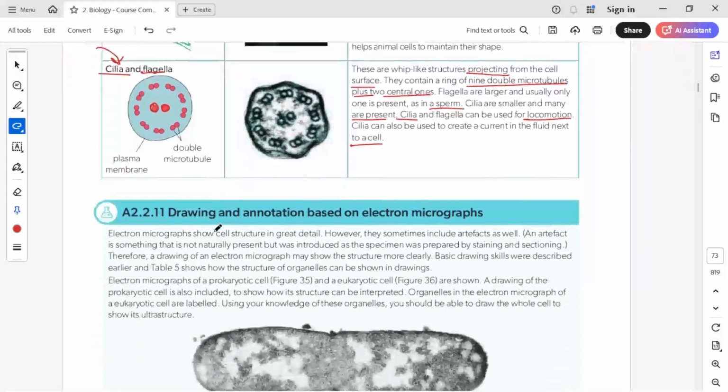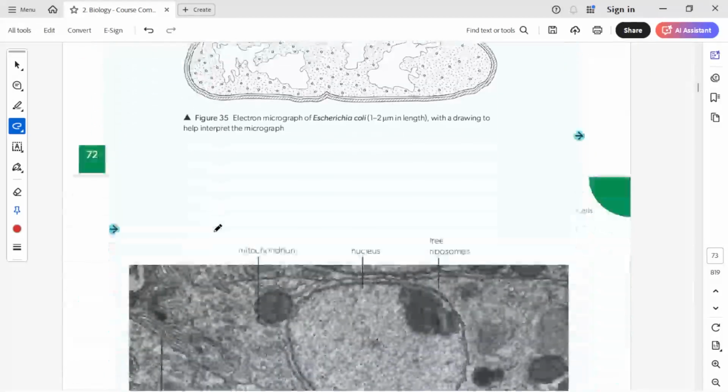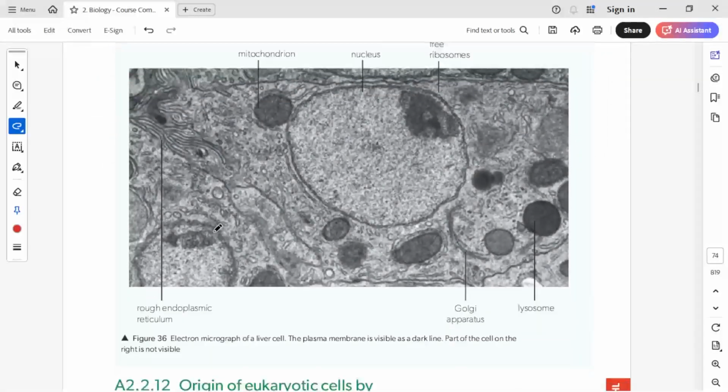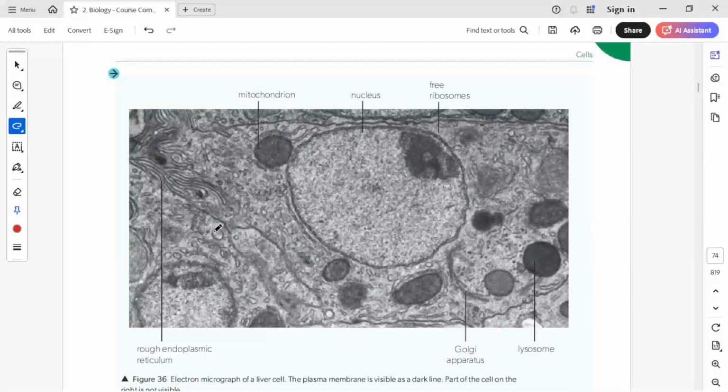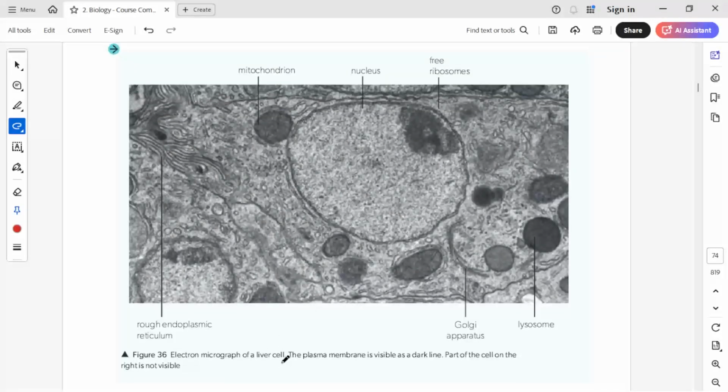So I hope the whole structure of prokaryotic and eukaryotic cells is clear. Here we can see an electron micrograph of a liver cell. The plasma membrane is visible as a dark line. On the right side, the dark line of the cell is not visible.